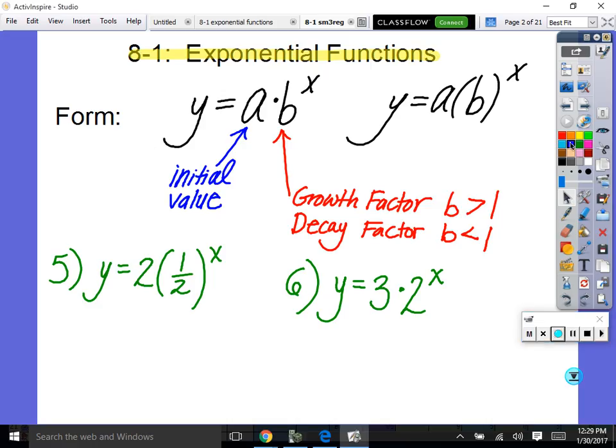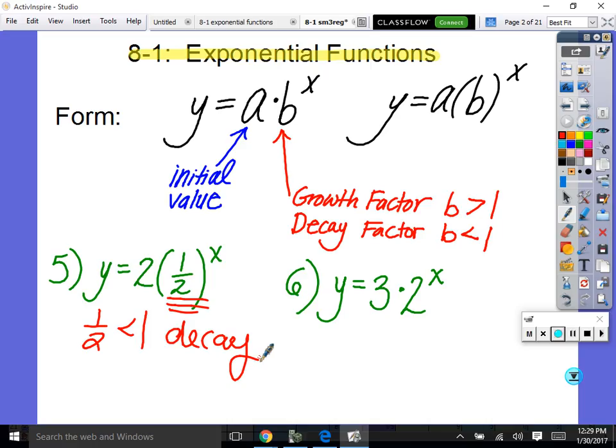Looking at number 5. We would say this is exponential decay because the only thing that matters is the 1/2. Our b value is the only thing that matters. The a does not matter whatsoever. So because 1/2 is less than 1, it's decay. So this would be the work we'd show. Everybody, think about why that makes sense. If we plug in a 1 right here, that's 2 times 1/2 raised to the 1 power. Isn't 1/2 to the 1 power just a half? So aren't we taking 2 and then dividing it by 2 essentially? So it's getting exponentially smaller. Okay, so this is decay.